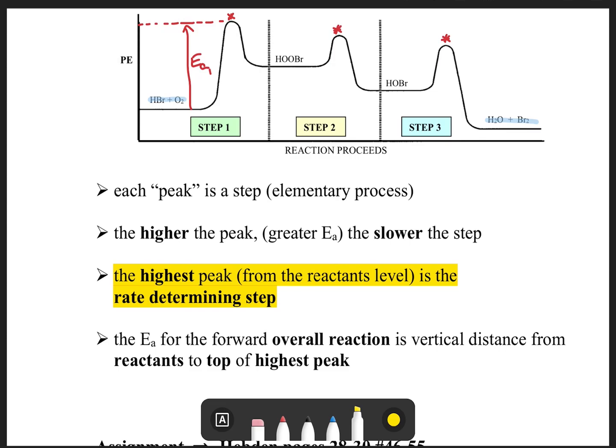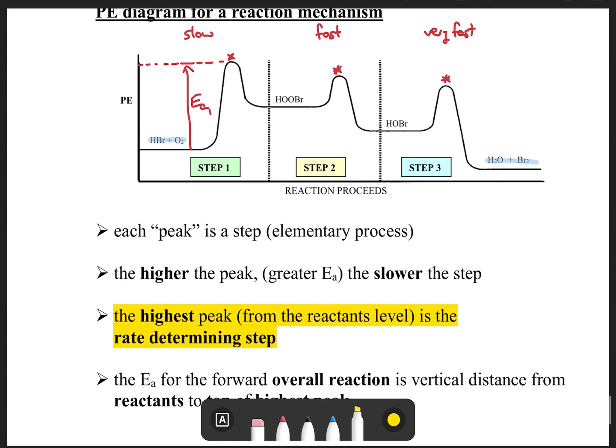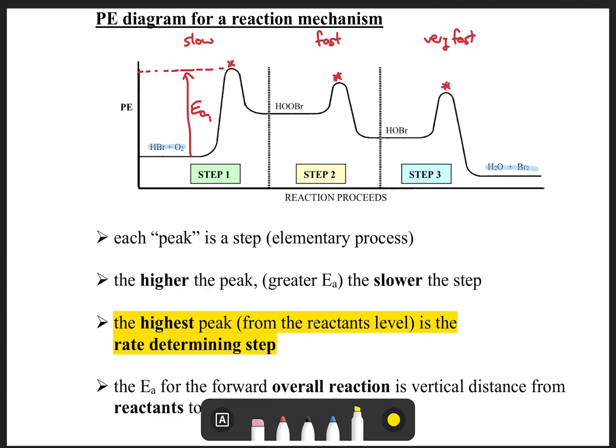The activation energy for the forward overall reaction is the vertical distance from the reactants to the top of the highest peak, and this is our rate determining step. So since we have 3 steps in this mechanism, we have 3 potential energy diagrams side by side by side.